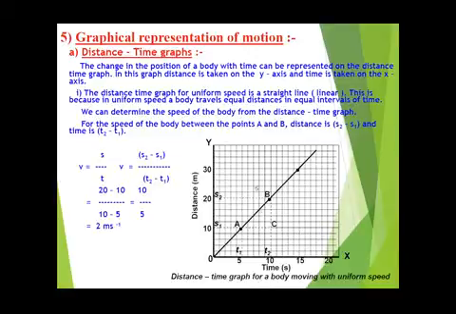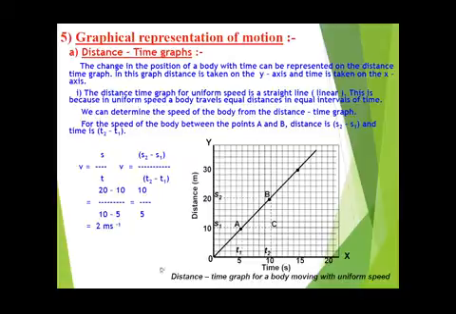Now we will place these values in the formula. V is equal to S by T, where S represents S2 minus S1 and T is representing T2 minus T1 as per this graph. Now, looking at the graph, we find out that the value of S2 is 20 meters and S1 is 10 meters. We will substitute the values. Similarly, the value of T2 is 10 seconds and the value of T1 is 5 seconds. Again, we will substitute the values. And after calculation, it comes out that the speed of the object is 2 meters per second.